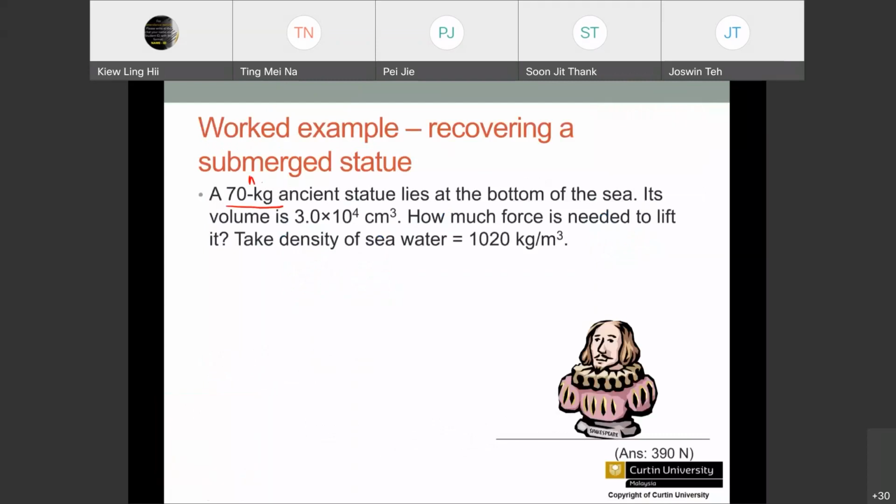70 kg. So this object has a mass of 70 kg and lies at the bottom of the sea. So meaning that this one is sinking. When sinking means your total mg is larger than your maximum buoyant force. The total volume of the object is 3 times 10 to the power of 4. So how much force is needed to lift it? At the density of the water as 1020.